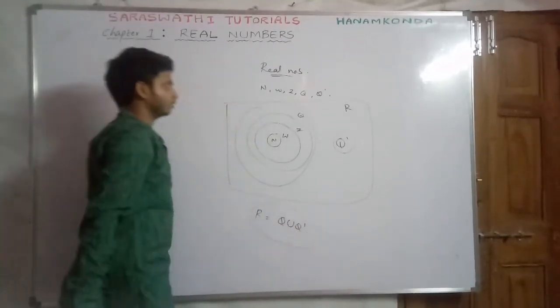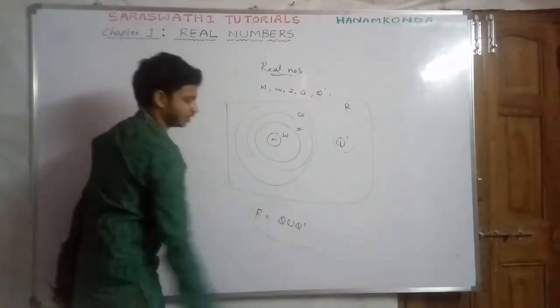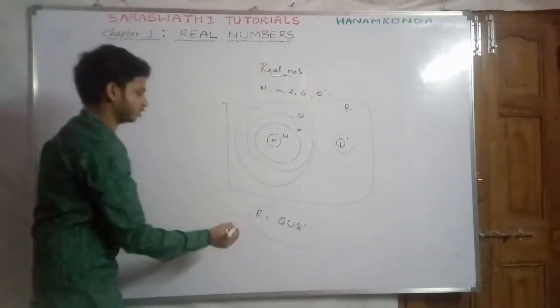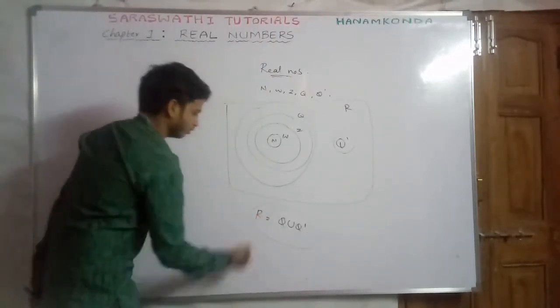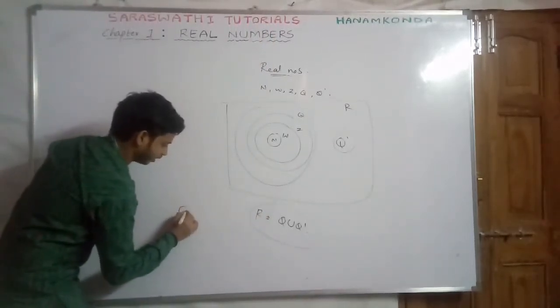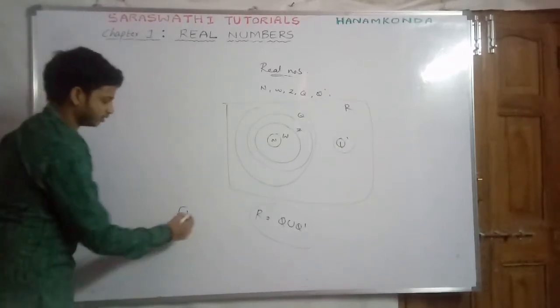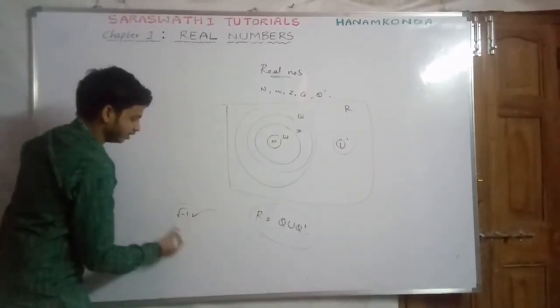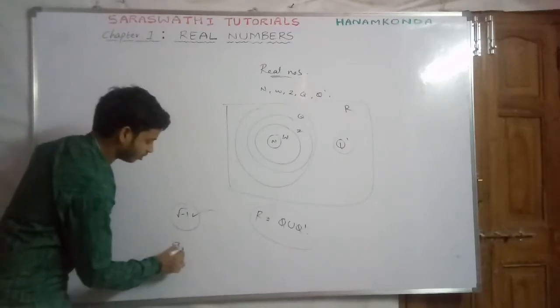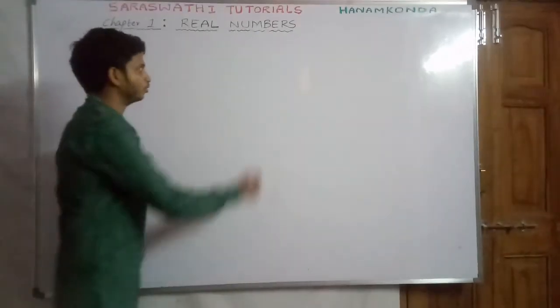Real numbers are the numbers which are not imaginary. For example, imaginary numbers like the square root of -1 are not real since they are imaginary numbers, and infinity is also not a real number. Next, Euclid's division algorithm.